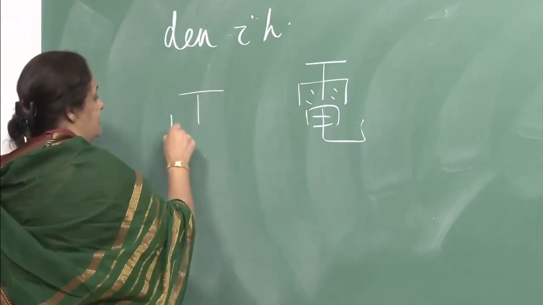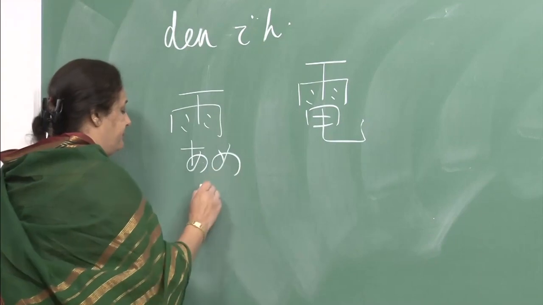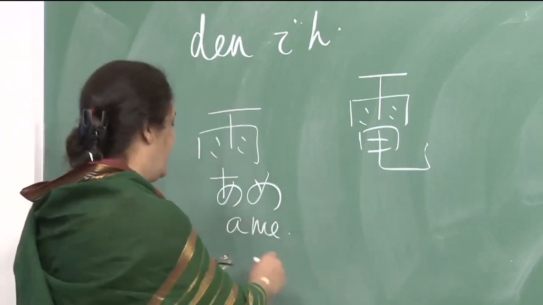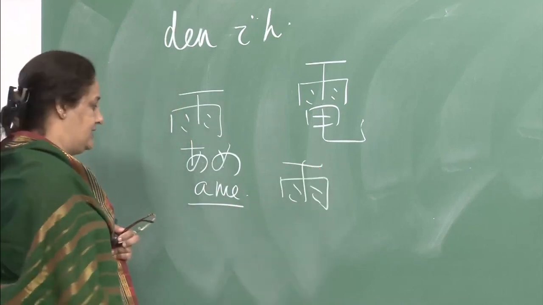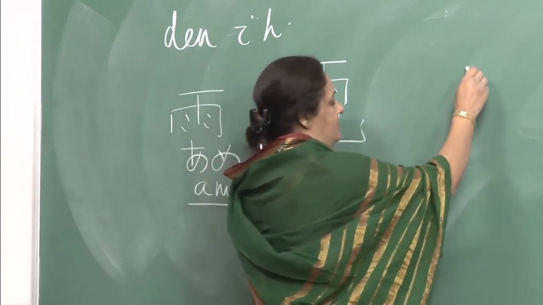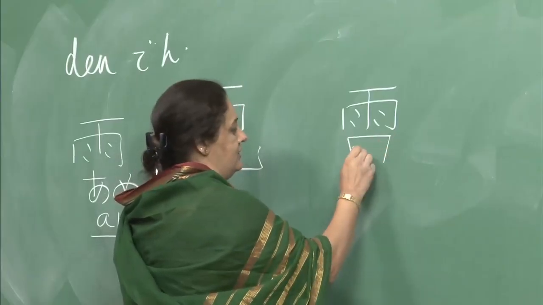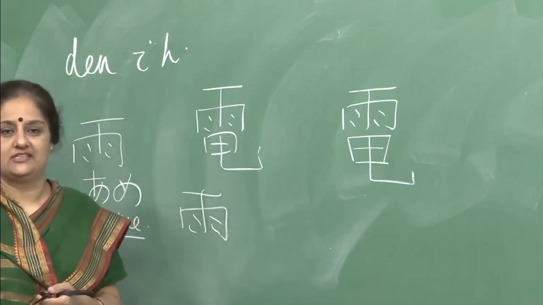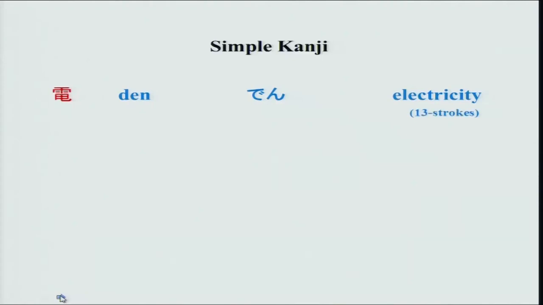Well, this is ame. Ame means rain. Ame also means sugar candy. This is rain. This character, of course, signifies rain. Ame. Now, ame here, 8, 9, 10, 11, 12 and 13. Then, denki means electricity. How it is made, from where it has come, we will just see very, very quickly. But before that, you can see it is a 13 stroke character.